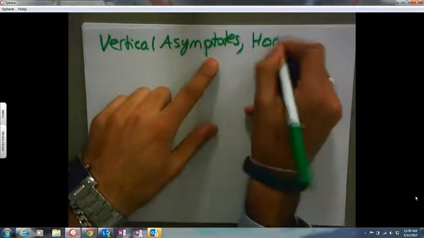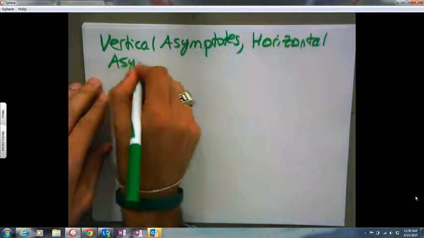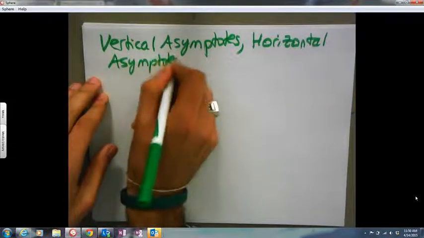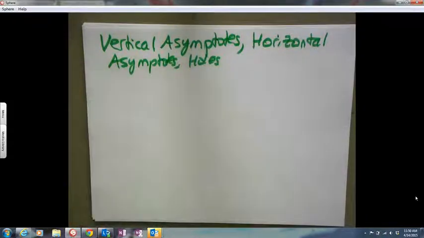Vertical asymptotes. Guys, there's a lot of talking going on for some reason.